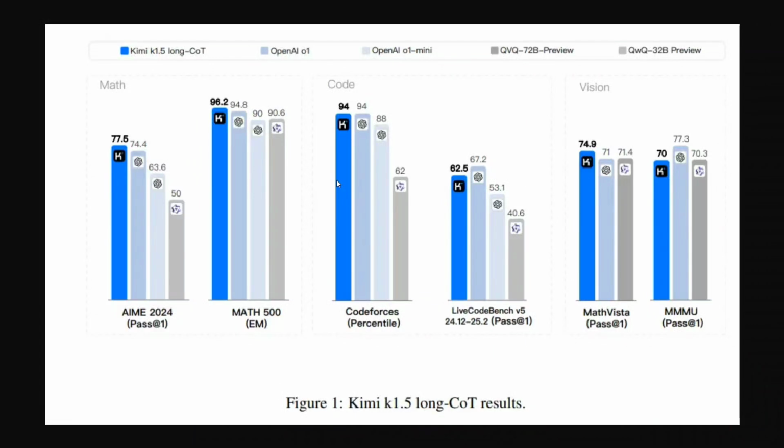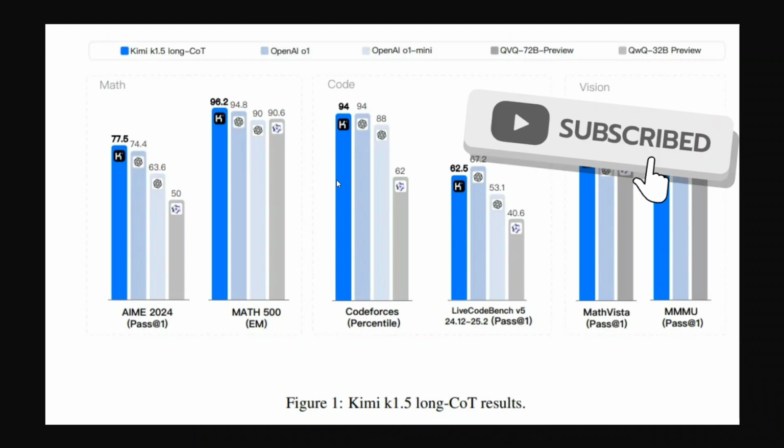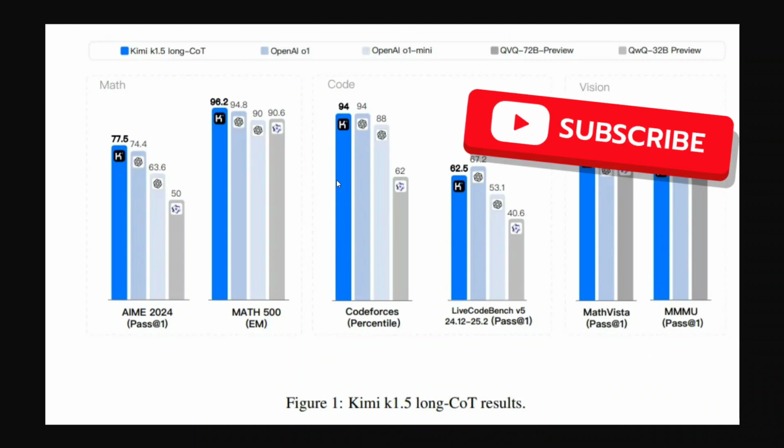So, a new Chinese model has been released, and if you think that I am talking about DeepSeek R1, you are wrong. This time it is coming from Moonshot AI, that is Kimi k1.5. And for a surprise, the model has beaten OpenAI-o1 on multiple benchmarks. I'm not talking about OpenAI-o1 mini model. I'm talking about the original OpenAI-o1 model.